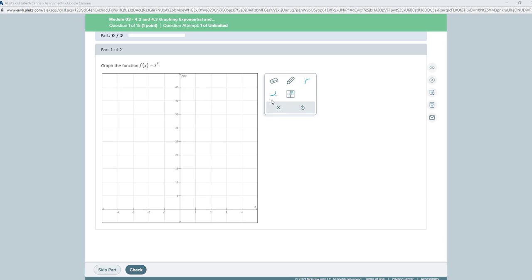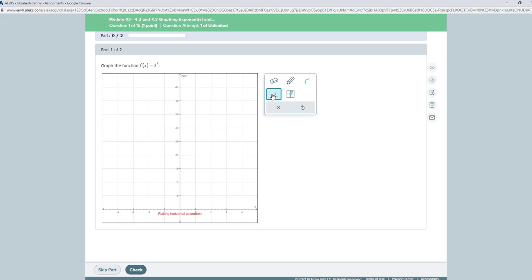There's the exponential function, you can see that's just kind of curving up, looks like a J, and it says exp if I hover over it. And the other one is the logarithm, which is the inverse. So you can kind of see how it's reflected over that line y equals x. You should be really familiar with those, they are some new basic functions. So if I want to graph 3 to the x, I'm going to use this tool.